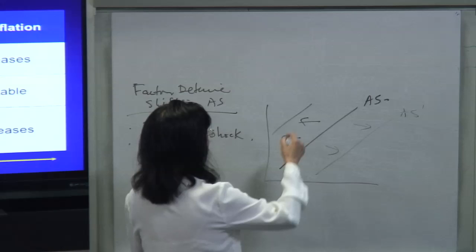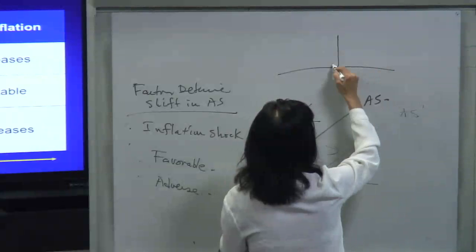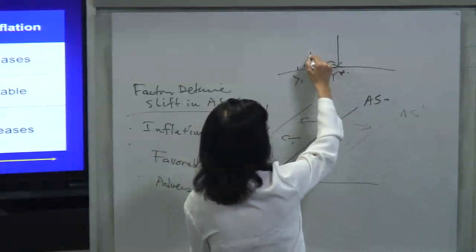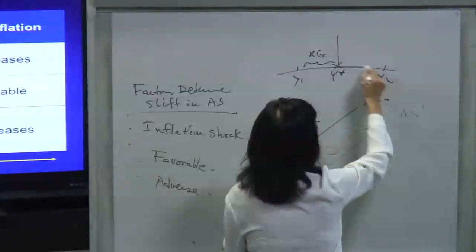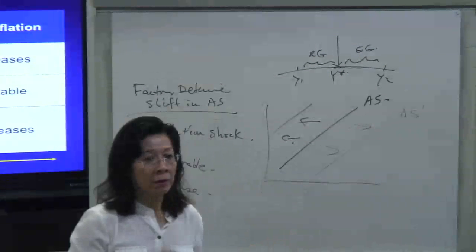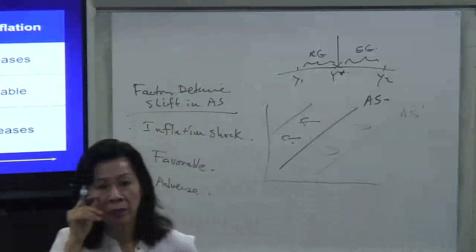I had talked about it before. So this is this one right here. This is your Y star. And your Y1, you have recessionary gap, and your Y2, you have your expansionary gap. Okay, so when you're in expansionary gap, remember what happened.